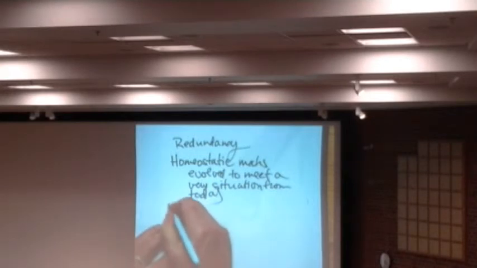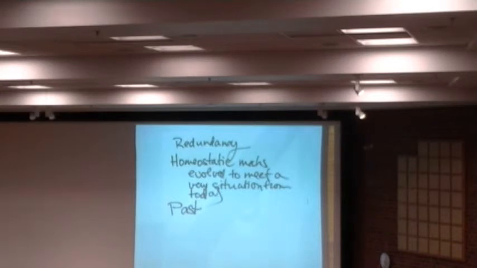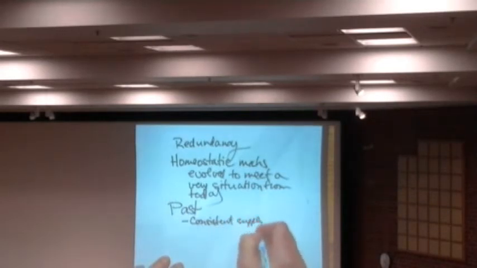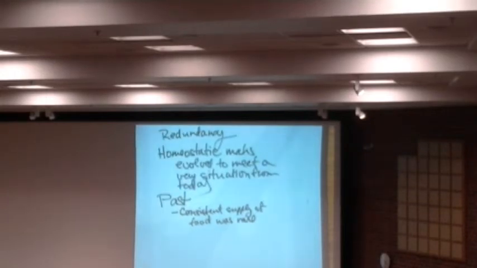In the past, a consistent supply of food was rare. You'd have to go sometimes long periods without having food. That's almost unheard of today. All you have to do is open up your refrigerator, go to the corner store, and you get all the food you want.